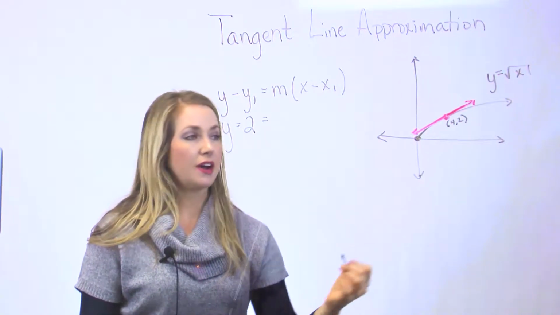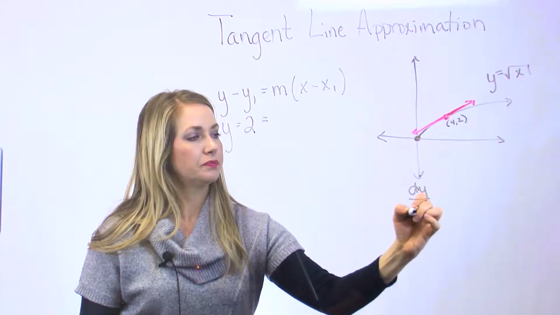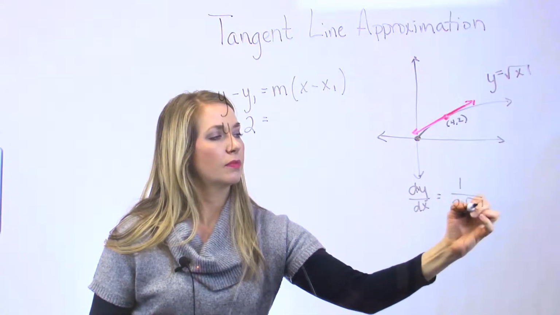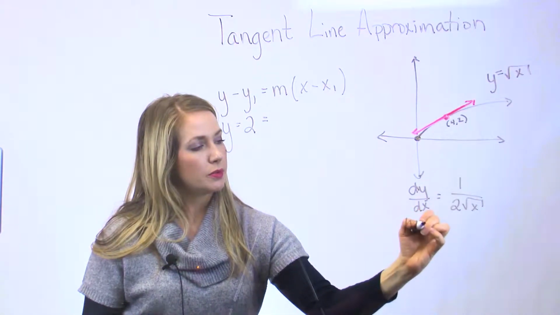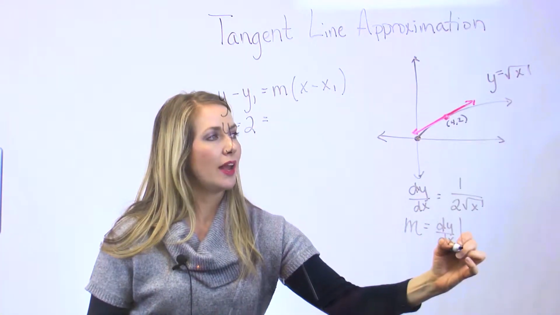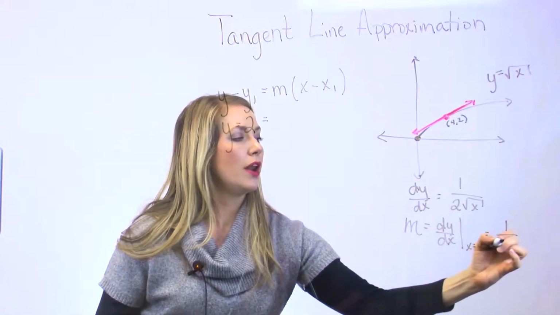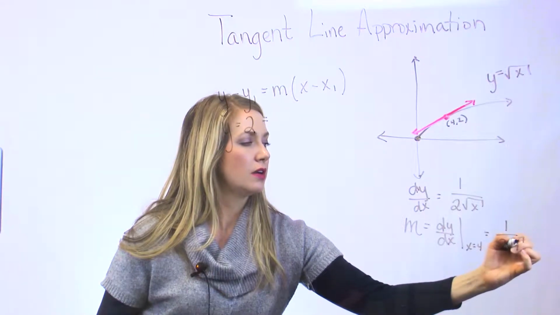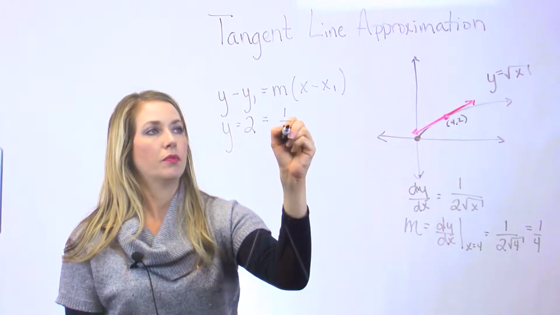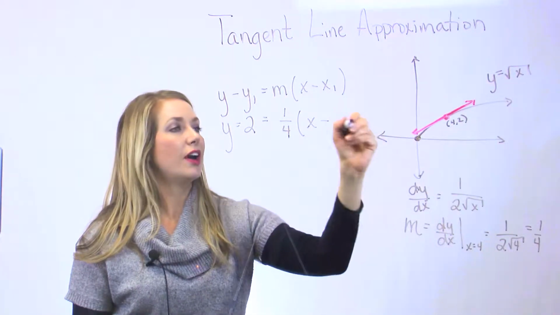The slope we need to find, but we know we find that by taking the derivative. And then the slope comes from where the first derivative is evaluated at x equals 4. So here we get 1 over 2 times the square root of 4, or 1/4. And the x1 is the x value of the point.